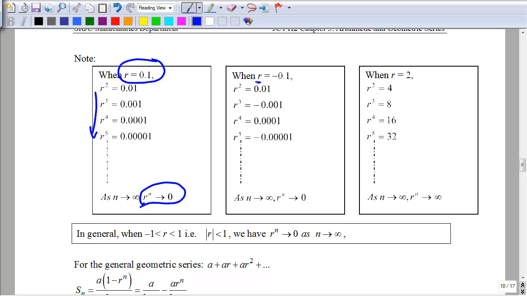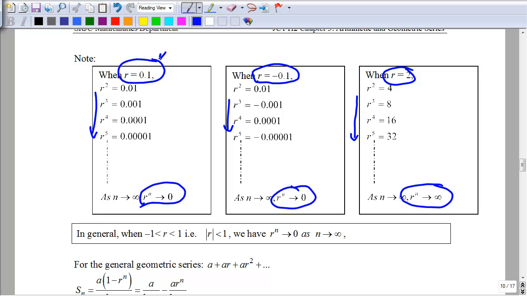When r equals negative 0.1, for example, which is a value that is bigger than negative 1 but less than 0, we find that as the power of r gets larger and larger, the values again approach 0. The value of r to the power n approaches 0. But how about when r equals 2? As n gets larger, the value of r to the power n gets larger and larger and approaches infinity.